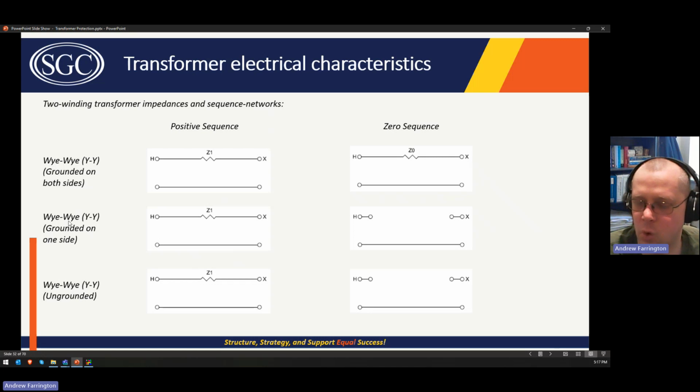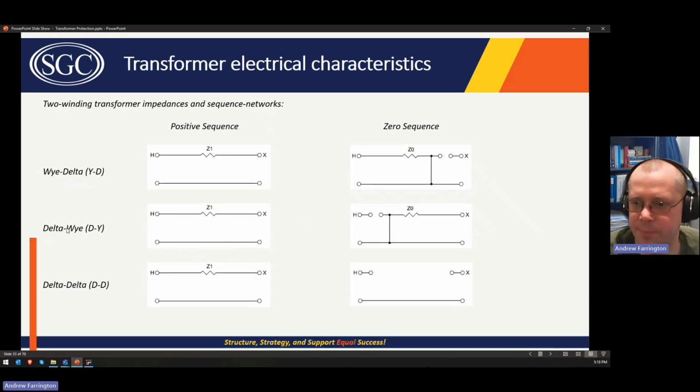If the Y winding is only grounded on one side, there is no path for the zero sequence fault current to flow through the transformer. It has to be grounded on both sides for it to flow through. And if it's ungrounded on either side, obviously it's open. So YY is pretty easy to understand for the positive sequence and zero sequence impedance diagrams.